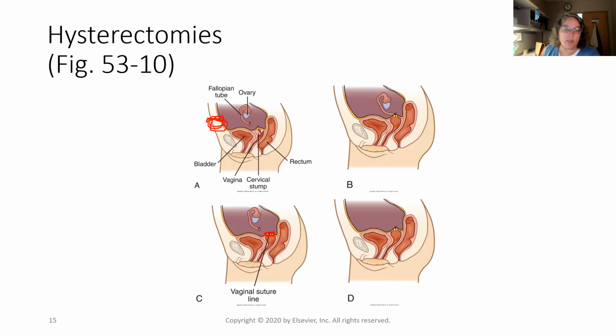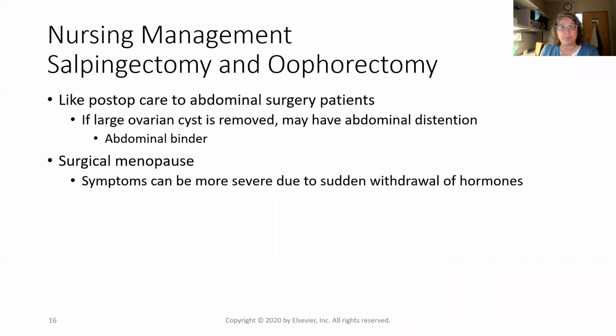So not only was the uterus removed, but in addition, there was a salpingectomy and an oophorectomy. A salpingectomy is the removal of the fallopian tubes, and an oophorectomy is the removal of the ovaries. So there is no uterus, fallopian tubes, or ovaries postoperatively.